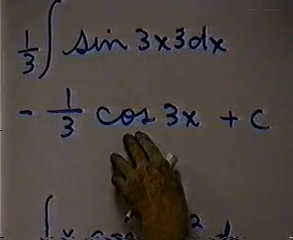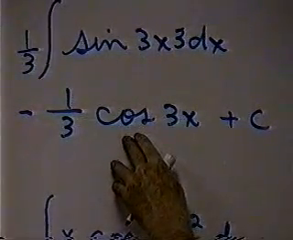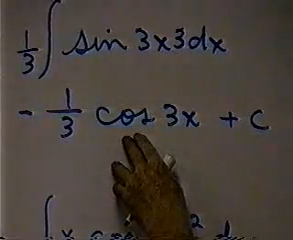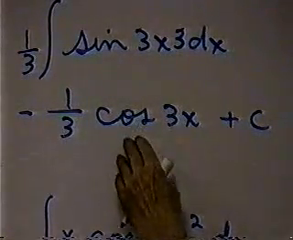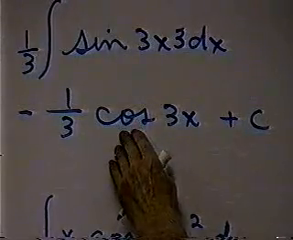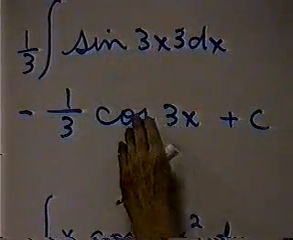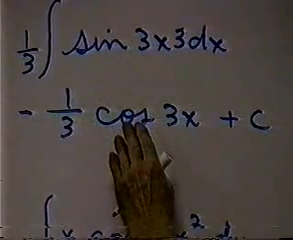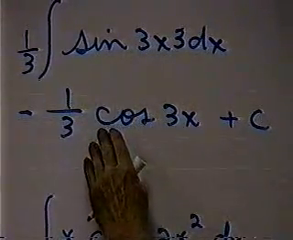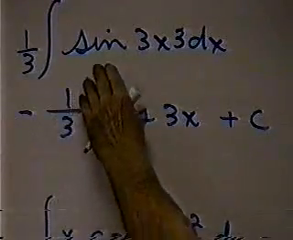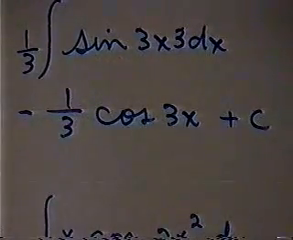Now, you shouldn't have to have an answer in the back of the book to know whether you're right. All you have to do is take the derivative of these. The derivative of cosine is sine. The derivative of the angle is 3, that divides that out. Oh, I'm sorry. The derivative of cosine is a minus sine, so this minus times a minus makes it a plus. Okay, next one.